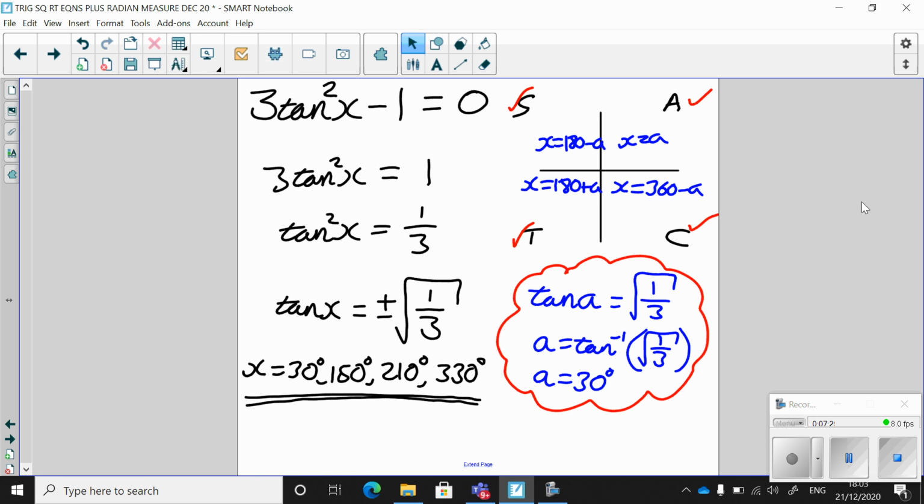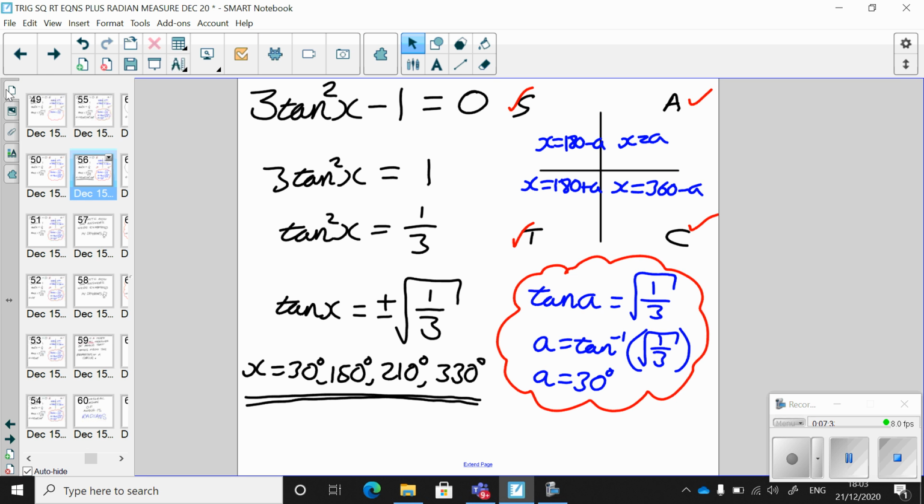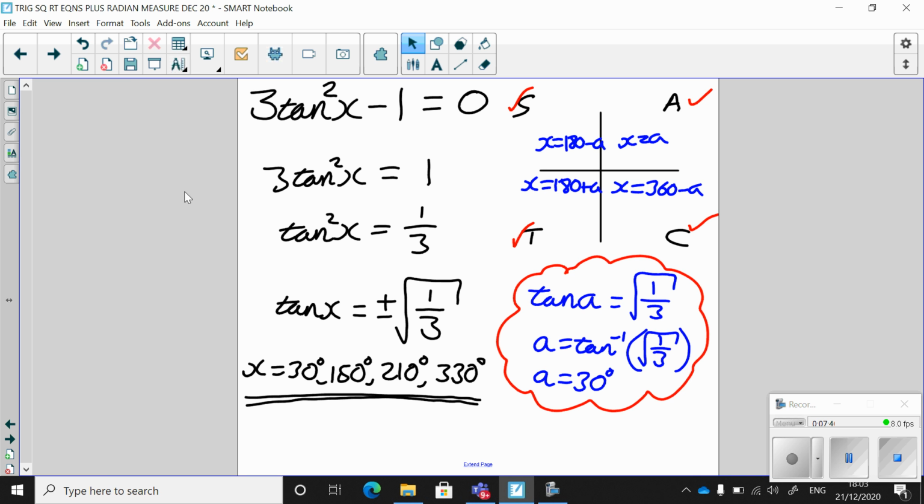I am happy with that. So I think I'm going to leave that one there. Okay, no point in overcomplicating the matter. And as usual, you can rewind.